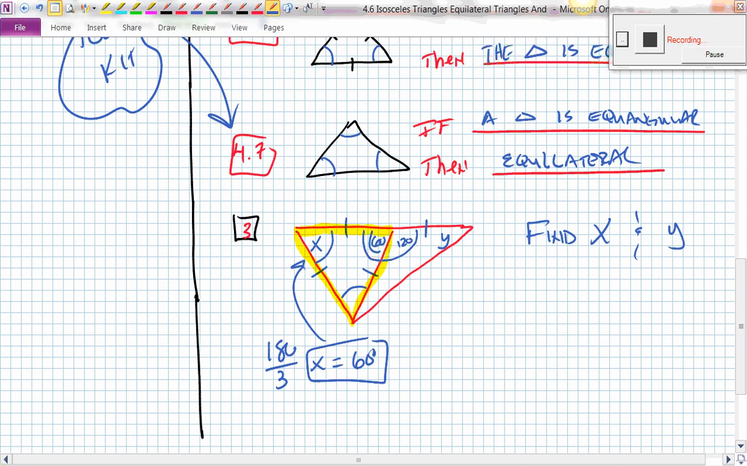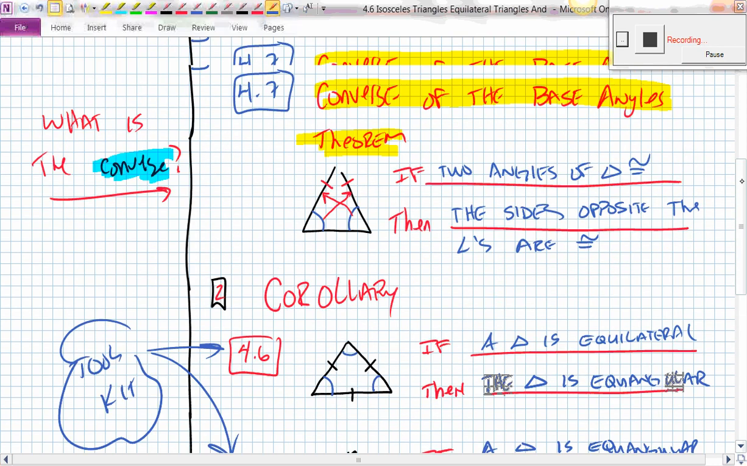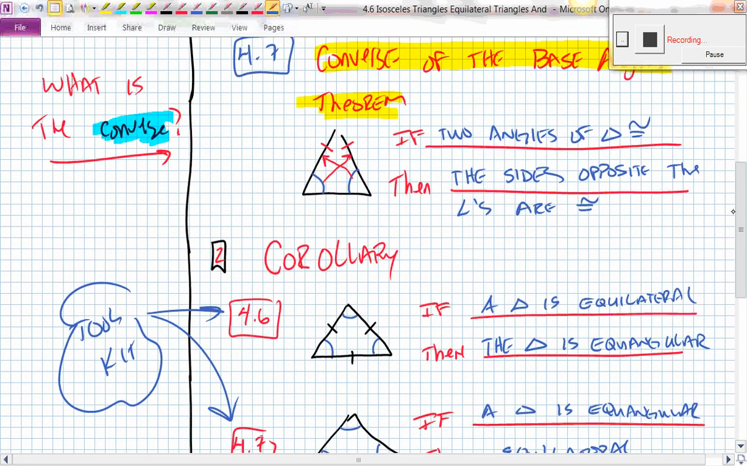Now, if this is 120, take a look at this triangle. This side and this side are the same. So that tells you that the angle down here and the angle up here, which is y, has to be the same. So if there's 120 degrees at the top, that means there's 60 degrees left over. And if we split that equally, what does that tell you y has to be? 30. Y has to be 30. What do you think about that? Not too bad, right? Okay, so in your toolkit tonight, make sure you put the new theorems and the corollaries.